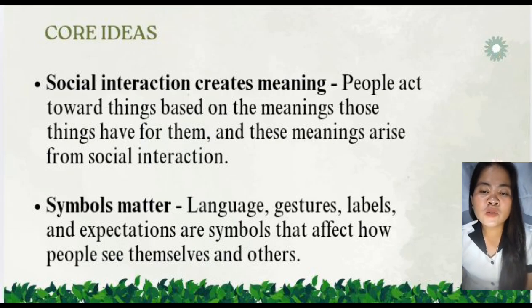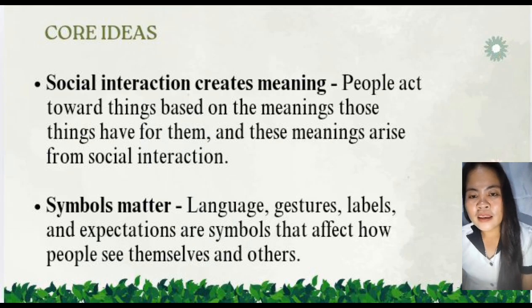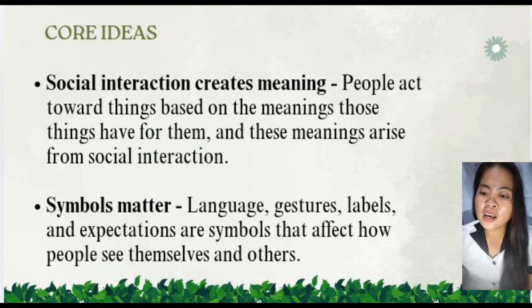In school, students do not just respond to rules or lessons. They respond to how teachers treat them, how classmates react to them, and how they interpret these experiences. Second is that symbols matter. These symbols include language, gestures, labels, and expectations. These symbols influence how people see themselves and others. For example, a teacher's word, tone, and body language can strongly affect a student's behavior, confidence, motivation, and performance.